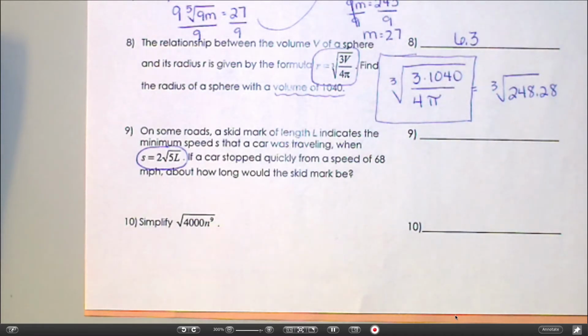So this is what police officers, accident investigators, and insurance adjusters use when they come to investigate an accident site. They look at how long your skid mark was before the accident, and from that they can figure out how fast you must have been going. So when you say to the officer, I swear I was only going 30 miles an hour, and you've got a 200-foot skid mark, they're going to know that's not true. It says a car stopped quickly from a speed of 68 miles an hour. So where is that 68 going to go?